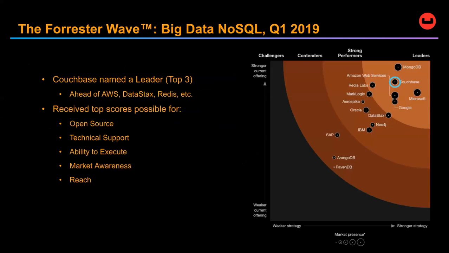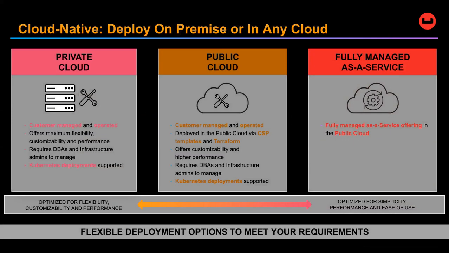Couchbase is one of the leading NoSQL databases. You can build the community version via GitHub. We also have a pro version and announced a cloud version, which you can sign up for. Couchbase can run locally. You can run it on your own cloud or multiple clouds. It's rack aware, built on Kubernetes, all of that stuff. You can also sign up for a fully managed as-a-service offering.